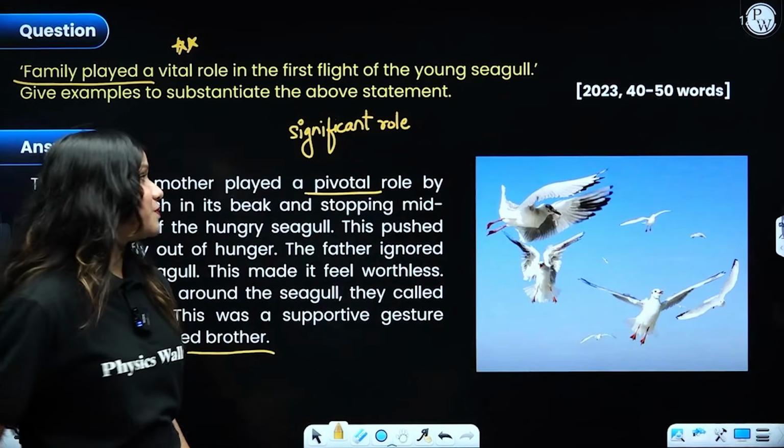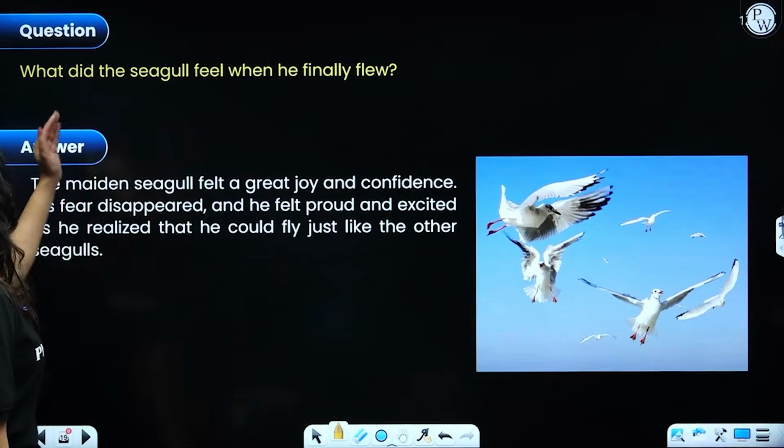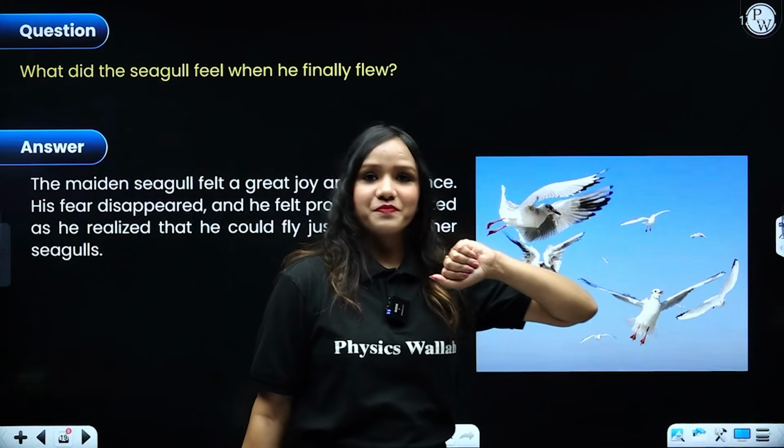Got it? Now, let's see another thing. What did the seagull feel when he finally flew?